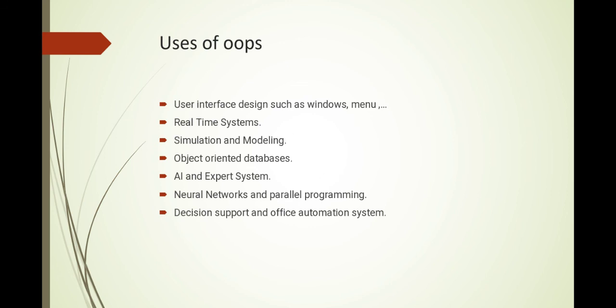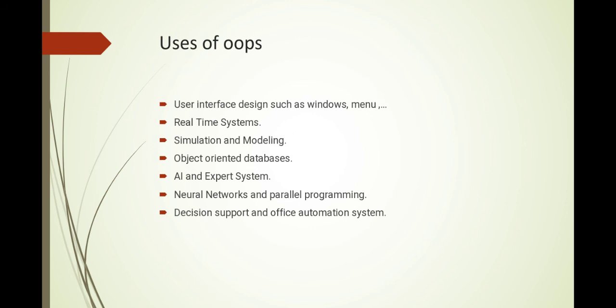Okay, now we are going to learn some uses of object oriented programming. Object oriented programming uses real life entity examples, so the uses are also real life uses, like user interface design such as windows and menus. All these are created using object oriented programming. It is a real time system. Simulation and modeling applications are created. Object oriented databases are created. It means you can enter data into the databases and read data from the databases. That means a real time system is created.